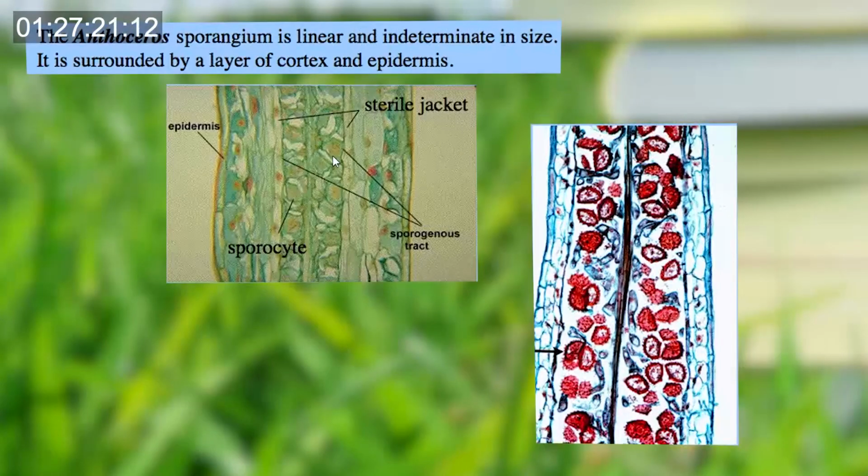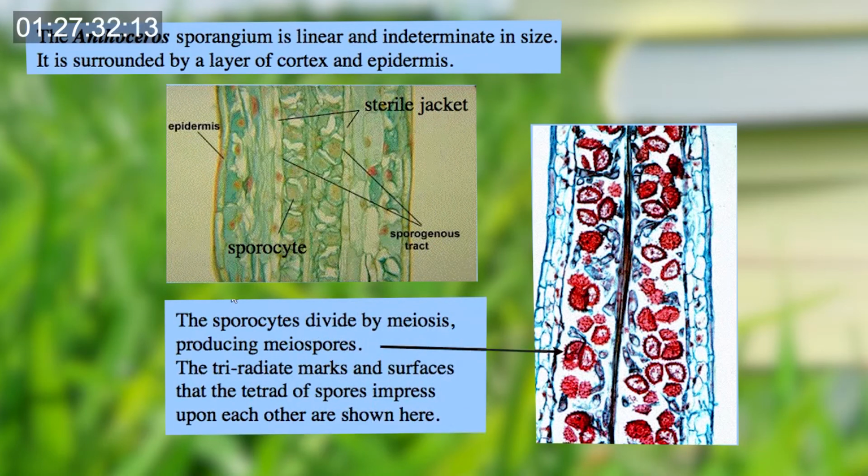Here also in this particular diagram we can see that there is presence of certain sterile jacket layers within which the sporocytes are present, and the sporocytes usually divide by meiosis, producing the meiospores. There are triradiate marks on these meiospores, and therefore it suggests that since the jacket layer is present, which acts as a protective layer around these bryophytes, it allows them to stay on the land even if they are exposed to conditions which are not suitable for their living.